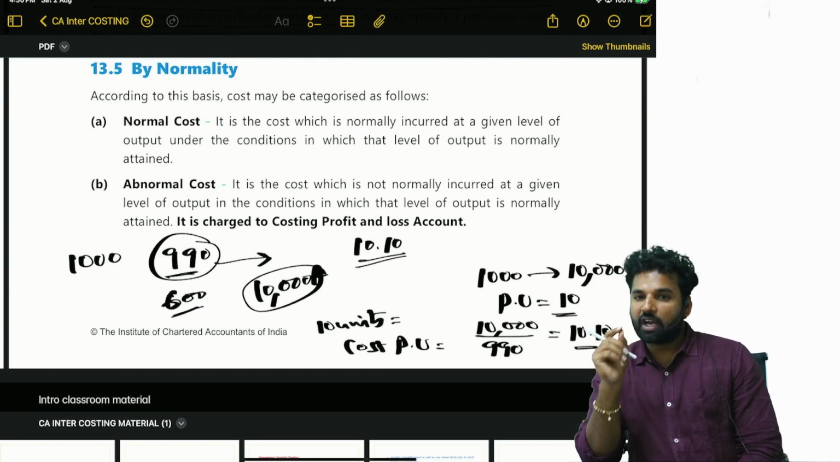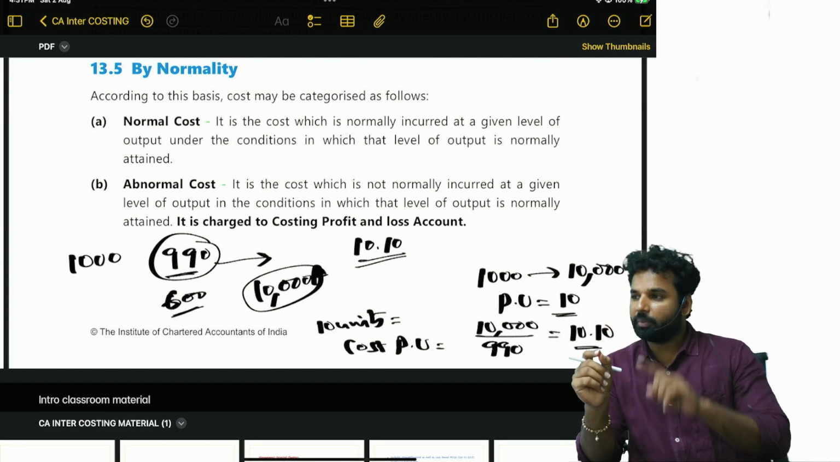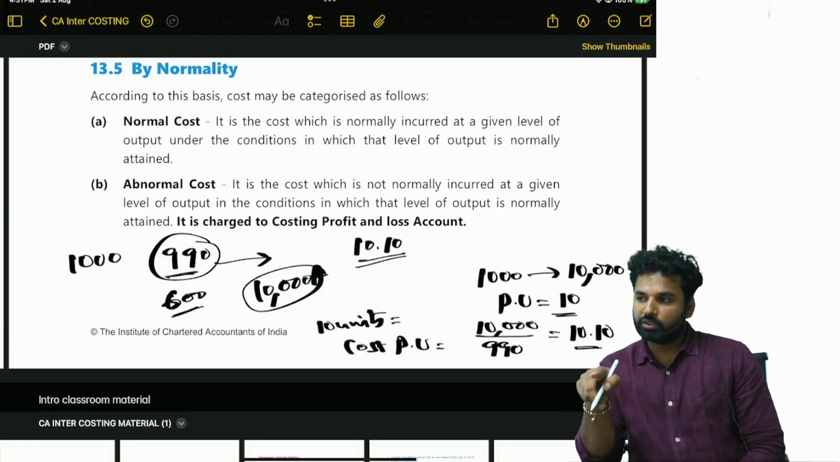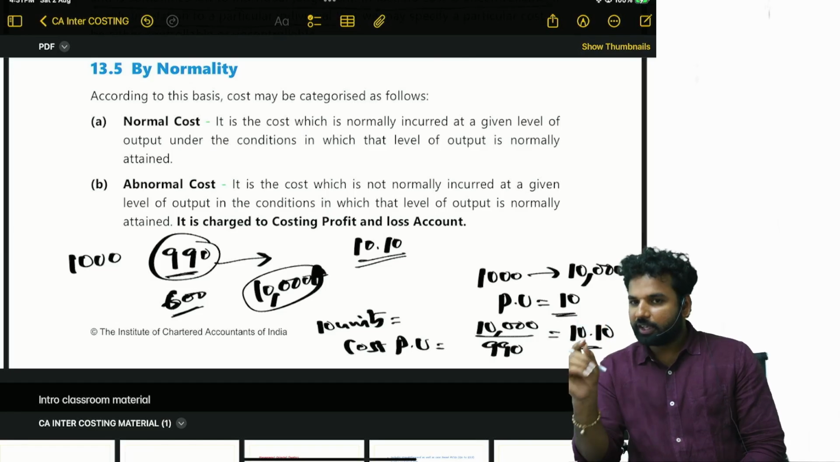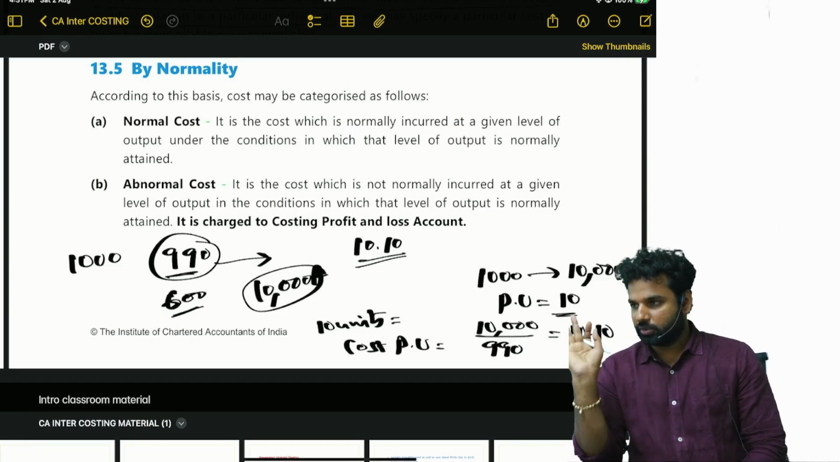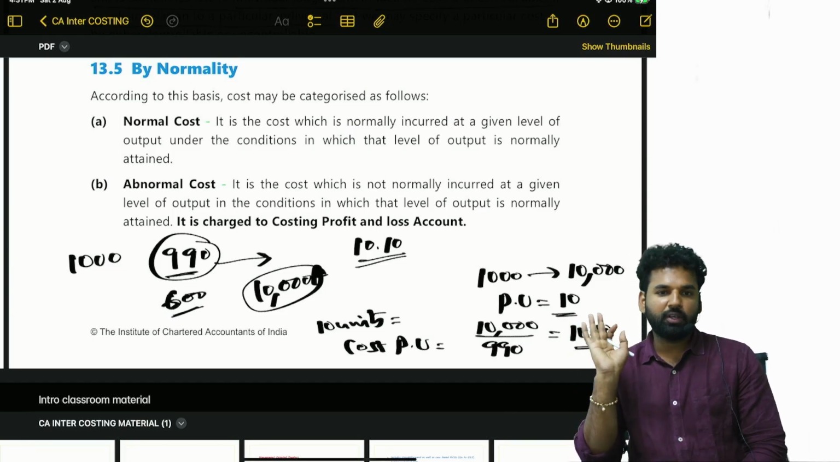If you want to charge the normal loss to the material, it can be possible to recover. If you charge the abnormal loss or abnormal cost to the material, it is impossible. It is an uncertain event that will rarely happen. If you want to recover the abnormal cost, it is impossible. Nobody will tolerate it.